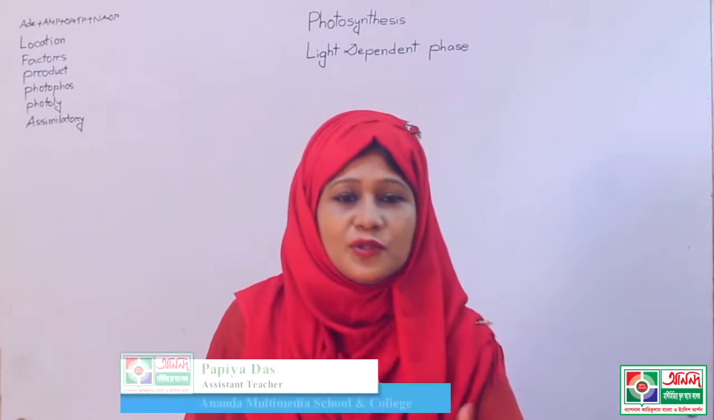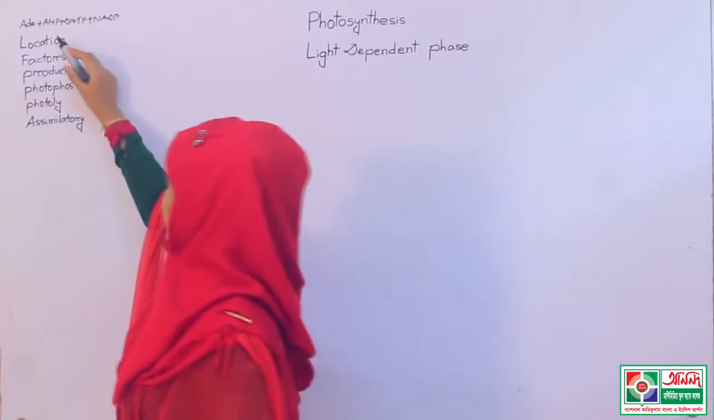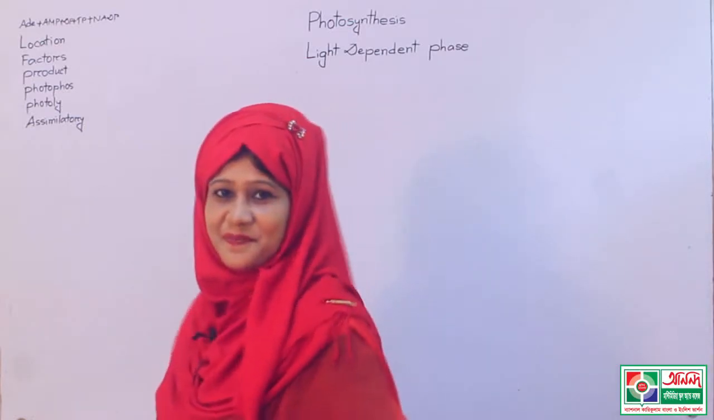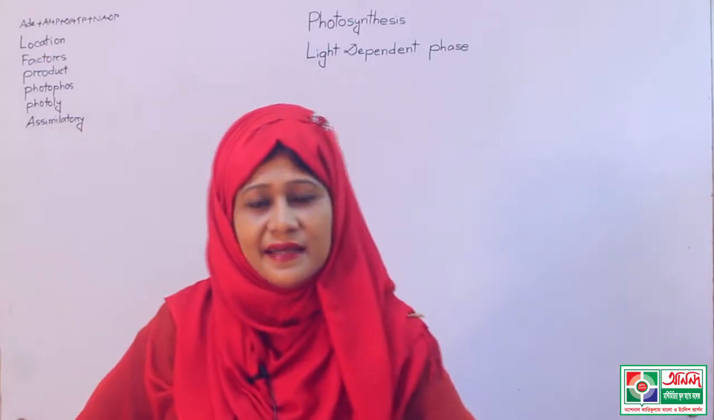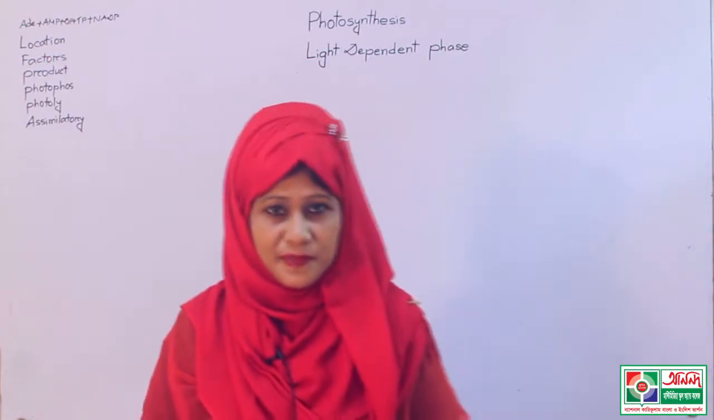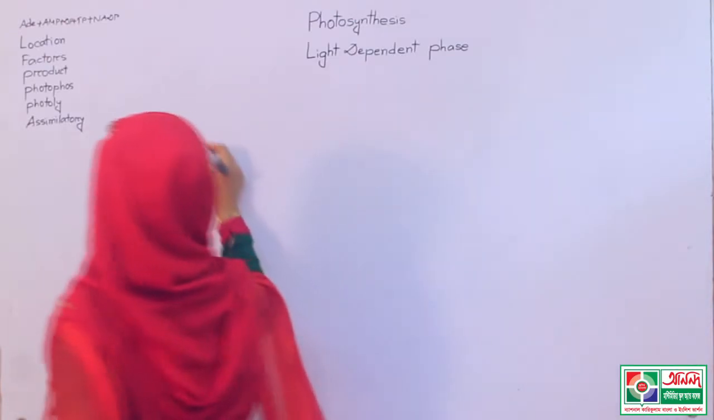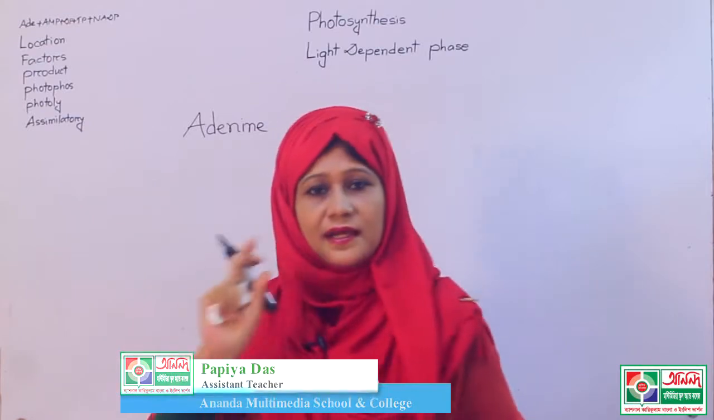Okay, before knowing the light dependent phase very well, we need to know some terms. These are adenosine, AMP, ADP, ATP and NADP. What is adenine? Students, you know, in DNA and RNA, that means in the nucleic acid, there is a nitrogen base, and the name of the nitrogen base is adenine. I am writing the name adenine. This is a nitrogen base and it is present in the DNA and RNA.